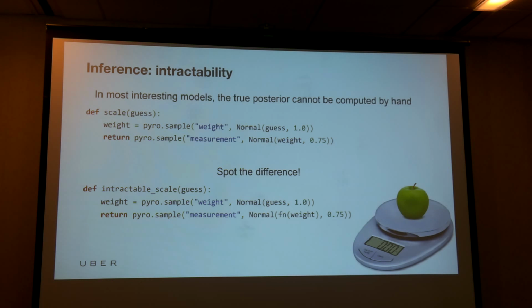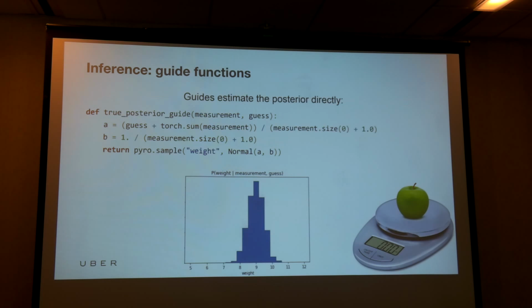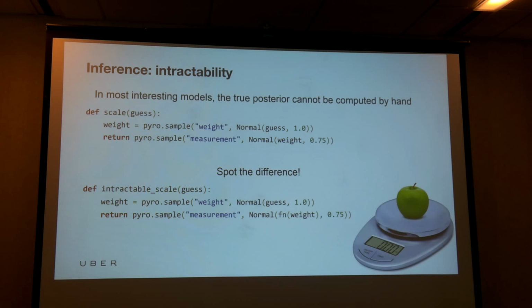Anyone spot the difference? The use of fn in the second one, the function? That's right. Basically any nonlinear function that we put between the weight and the measurement will mean that we can no longer compute this lovely ground truth guide that we could do on a whiteboard somewhere and write as a probabilistic program. We can no longer do that. So now we must resort to approximations.